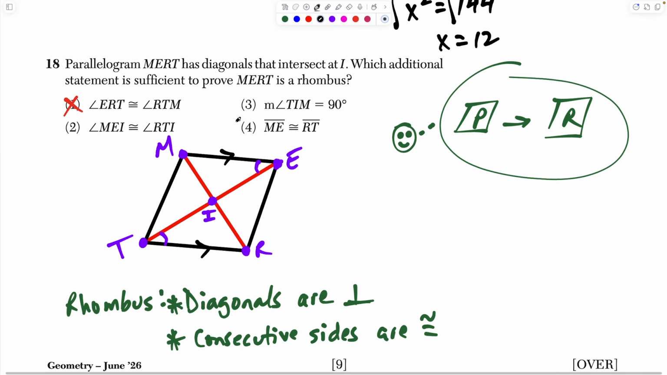So this would not upgrade to a rhombus. That would just be like, oh, cool, I have a parallelogram. Now I could say one more thing because I have a parallelogram. So 2 is nothing special for a rhombus.